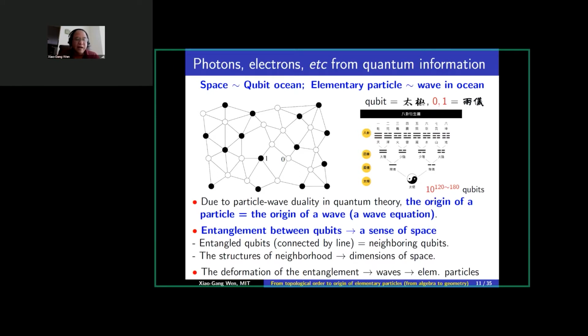Okay. And also those qubits are not independent. There's some entanglement between qubits, and that gives us a sense of space. So neighboring qubits are entangled. This can define whether space is one-dimensional, two-dimensional, or three-dimensional. So this entanglement structure defines the sense of space. That's the idea. This deformation of entanglement gives rise to a wave, and that is an elementary particle. So that's the basic idea.